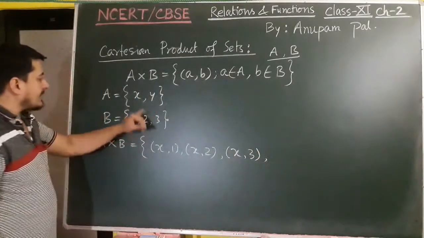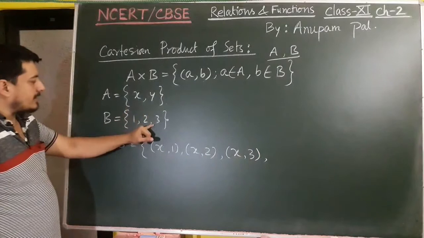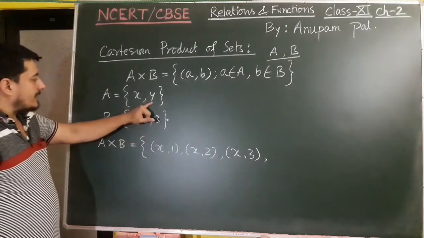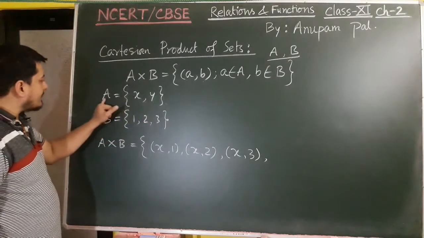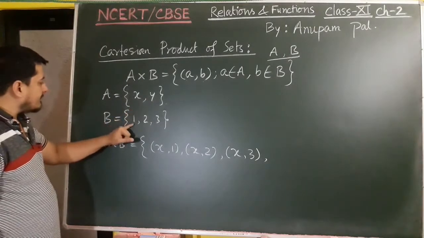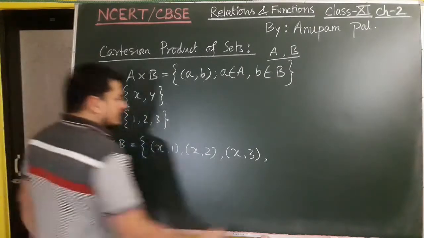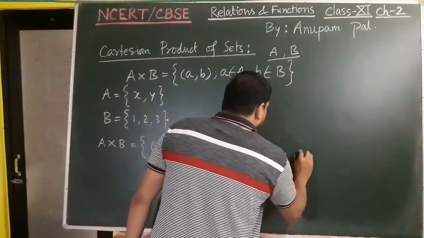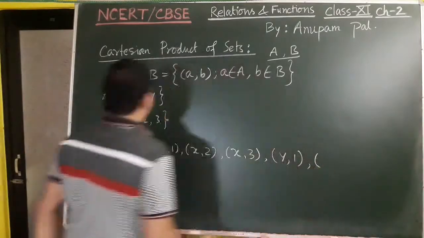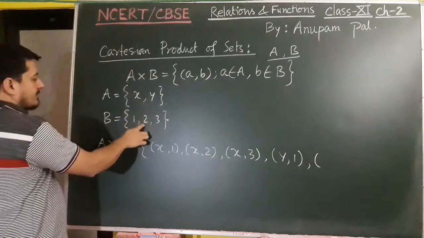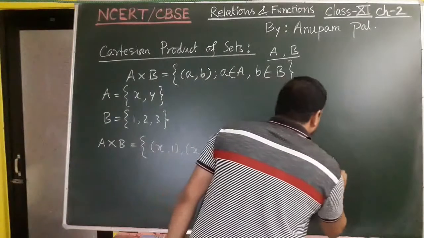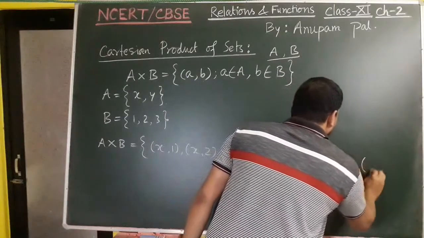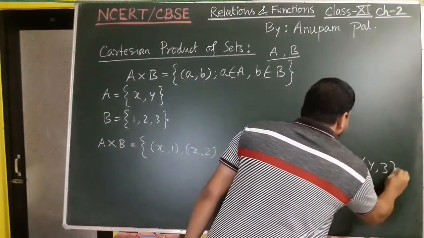Okay, then X is complete. X cannot make any more pairs. Then Y. So the second element of set A will make a pair with the first element of set B. So I write it like Y comma 1. Then Y will make a pair with the second element of set B. So Y comma 2. Then Y comma 3.